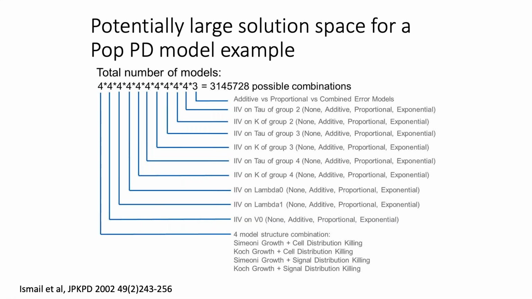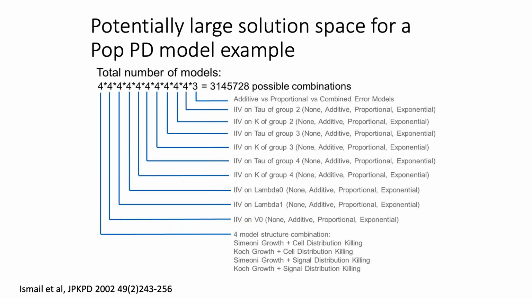This is Mohammed Ismail et al. And you see that if we consider structural models and killing models for a tumor trajectory, and options with respect to the individual variability on different parameters in the model, and the error models, we have over 3 million possible combinations. So this rapidly becomes untenable.